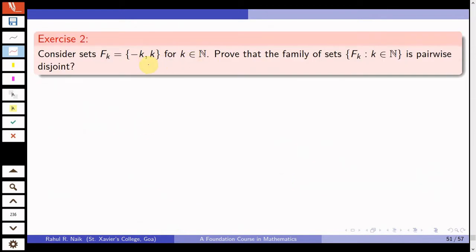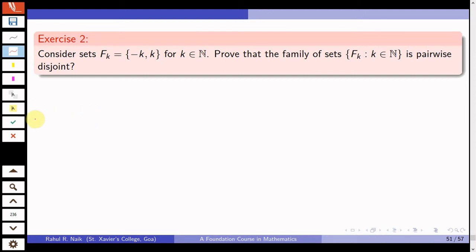Here we have F_k as the interval minus k comma k for each k in N. So this is the family of sets. What we need to show is that this family is pairwise disjoint and hence it has to be disjoint. So how do we show that this is pairwise disjoint? As I said, I will be using the contrapositive way to show that something is pairwise disjoint.